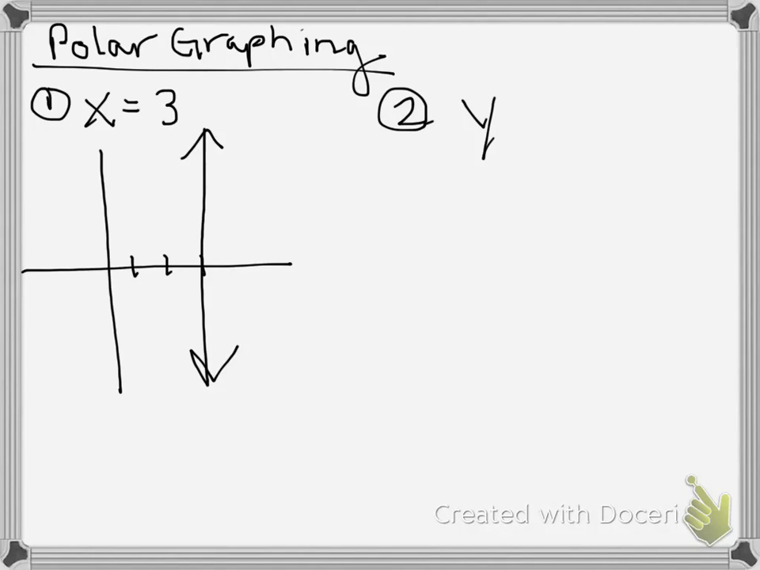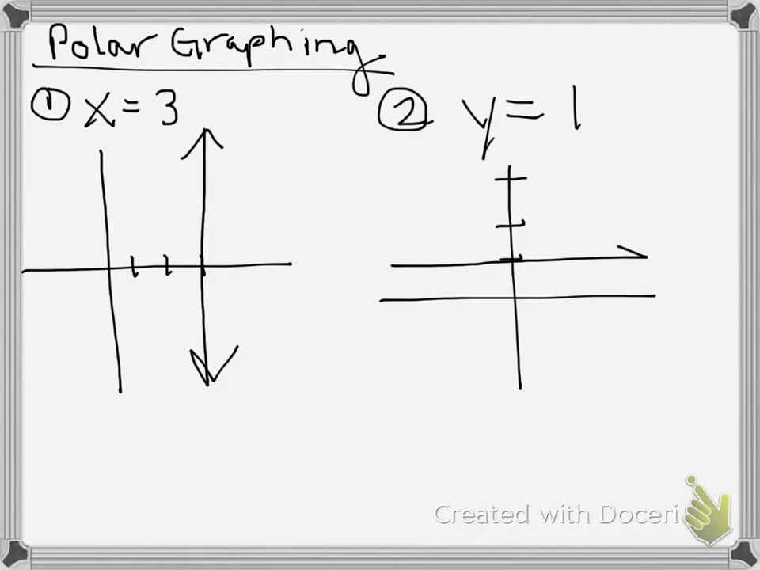And number two, what about y equals 1? Miss Gutierrez, that's a line. Yes, I know. What type? Oh, that's a horizontal line when y equals 1. Okay, so that's x equals and y equals.